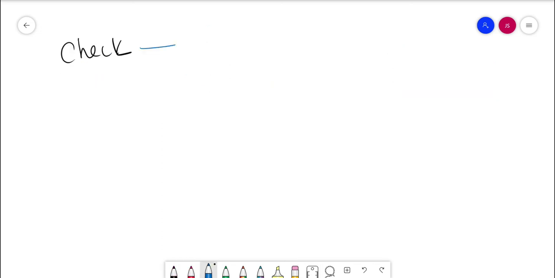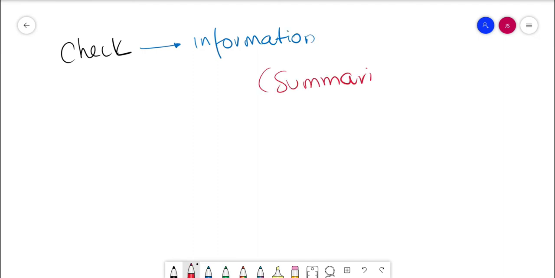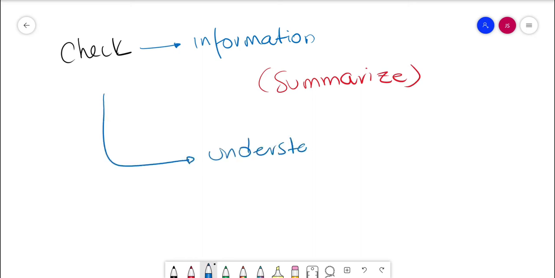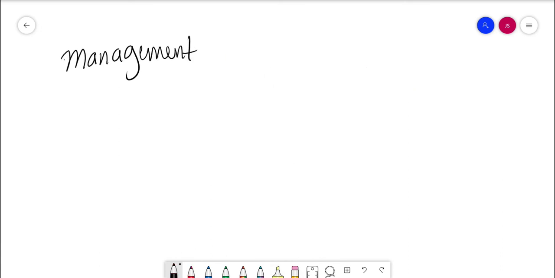We're always going to check for two things. First of all, that you have all the information and that you understand the information. So summarize everything the patient has told you, and check for understanding from the patient. Does the patient understand where we're at? Now we're going to move on to management.